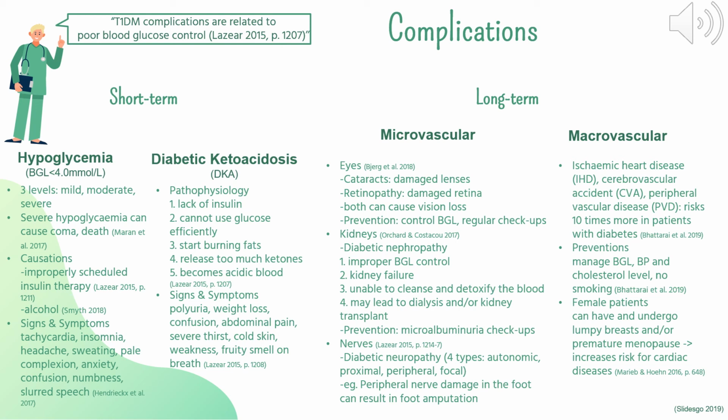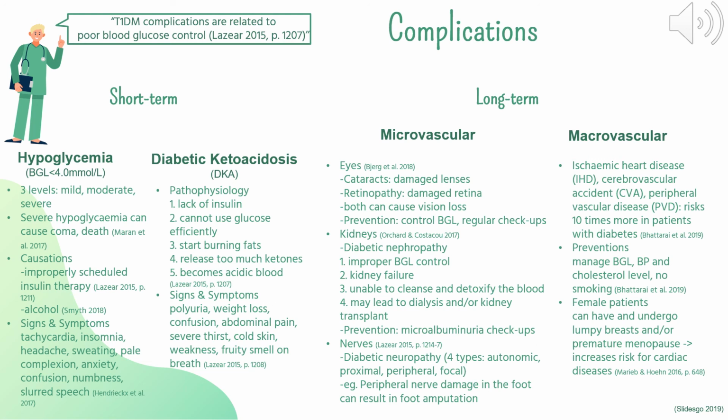And there's diabetic nephropathy, kidney problems. If the patient's BGL is controlled poorly, it will eventually cause kidney failure, which means the kidneys will be unable to clean and detoxify the blood, and it may lead to dialysis and/or a kidney transplant. To prevent this situation, you can have an annual test for microalbuminuria. It shows early signs of kidney problems. This test measures how much protein is in the urine.